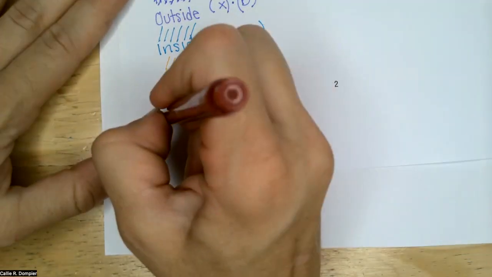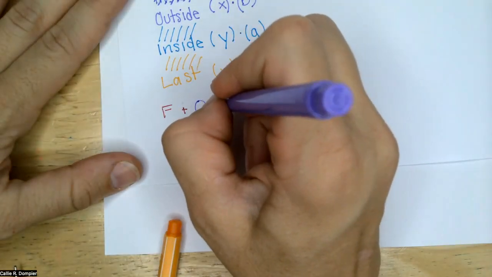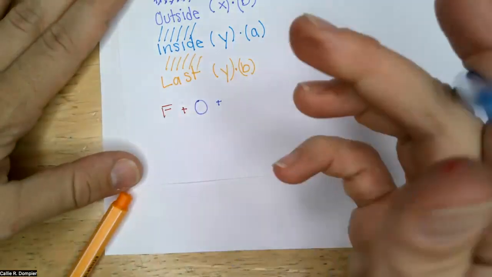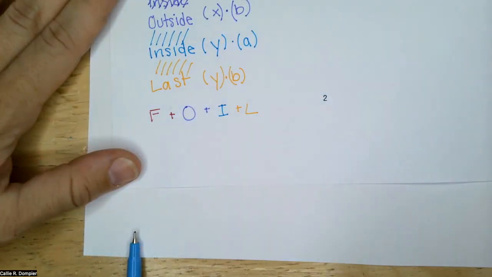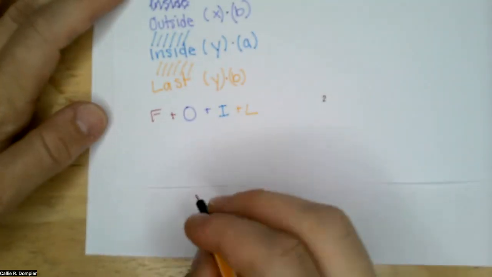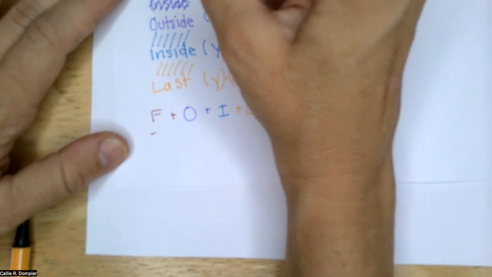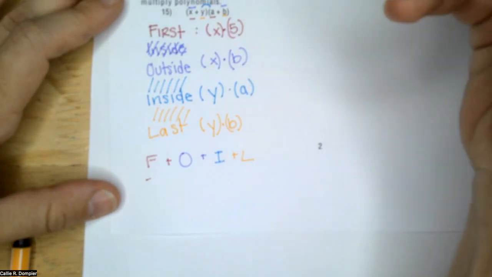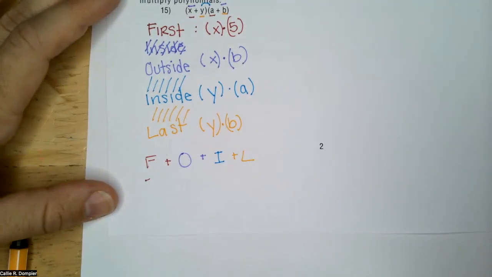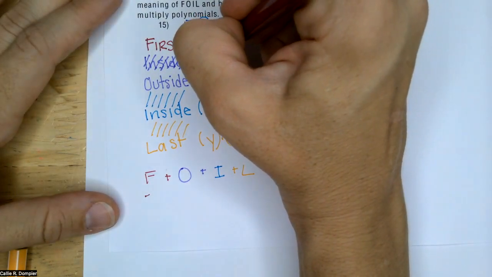So it'll be first plus outside plus inside plus last. So my first was X times A. Sorry, I called the A a 5. X times A.